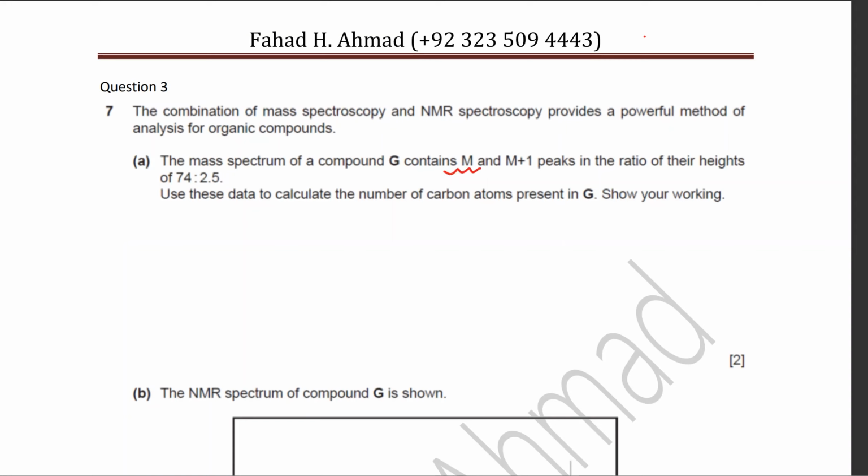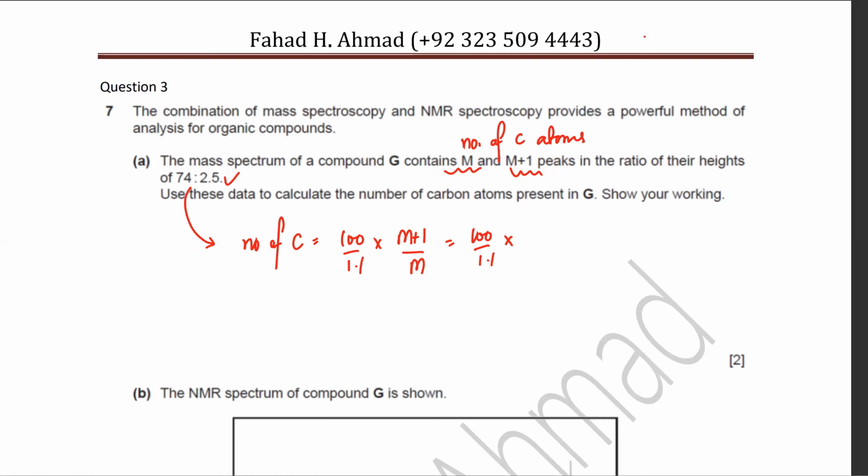So they've given you the M+1 ratio. Now the M+1 ratio is used to figure out the number of carbon atoms, right? That's what we talked about. But the ratio that they gave you is 2.5:74. So you're going to use a simple formula to figure out the number of carbon atoms. The formula is 100 over 1.1 into the M+1 height divided by the M height, which in this case would be 100 divided by 1.1 into 2.5 divided by 74.